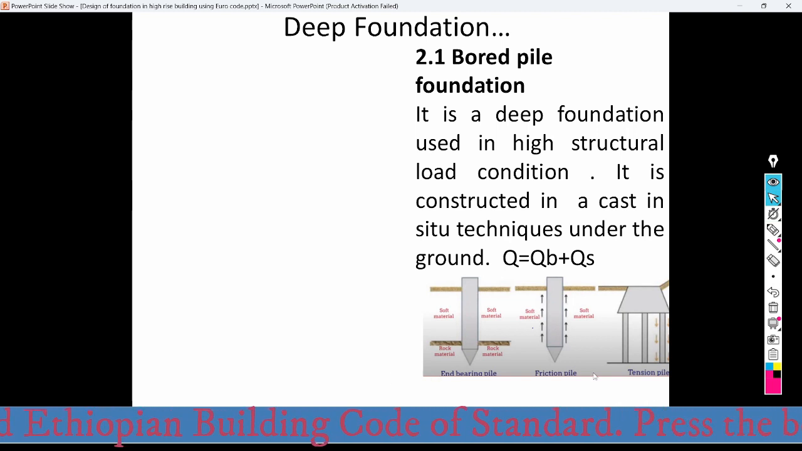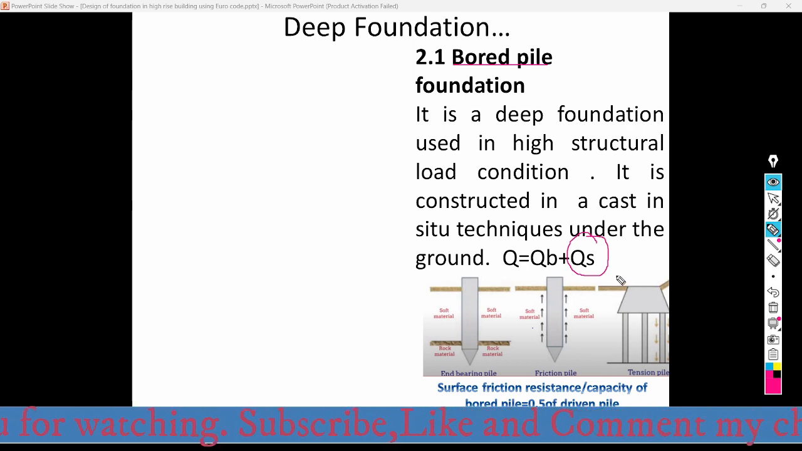So we may have three types of bored pile. That means end bearing pile, friction pile, and the tension pile. So the surface frictional resistance or the capacity of bored pile equals to, that means here this one. Here the side frictional resistance of the bored pile equals half of the side frictional resistance of the driven pile. So we will see it later, because the driven piles are stronger than the bored pile.